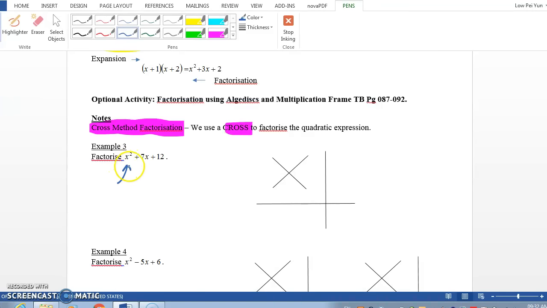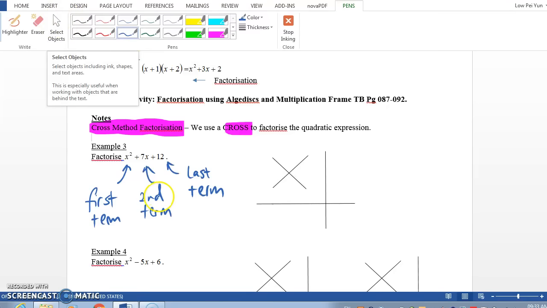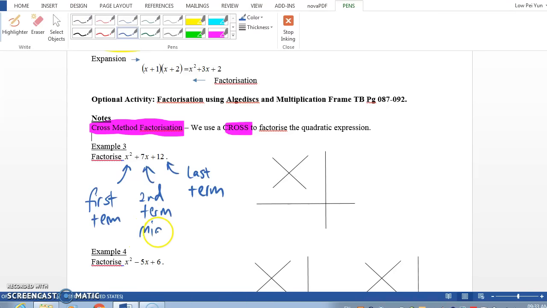x squared is called the first term. 7x is the second term. And our 12 is the last term. The second term is also known as the middle term. Yeah, I'll use the middle term.